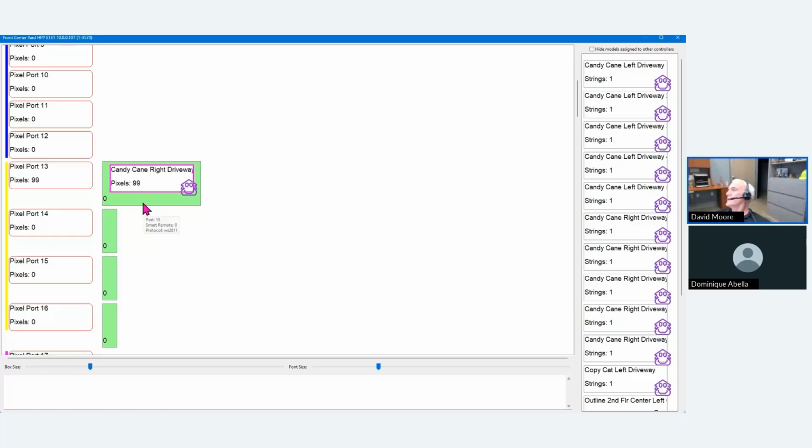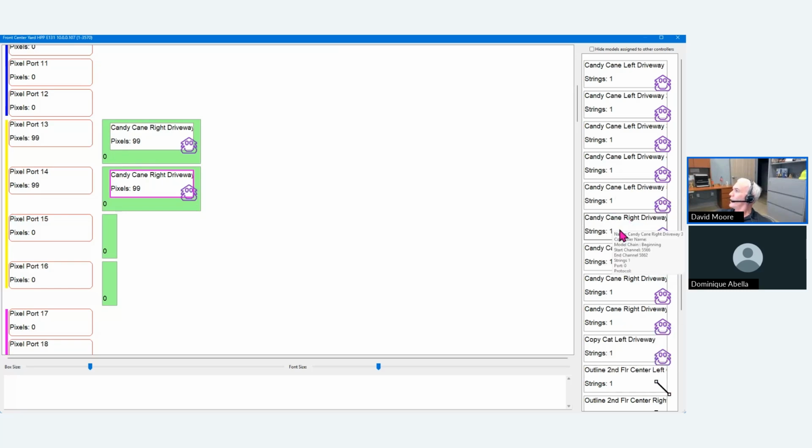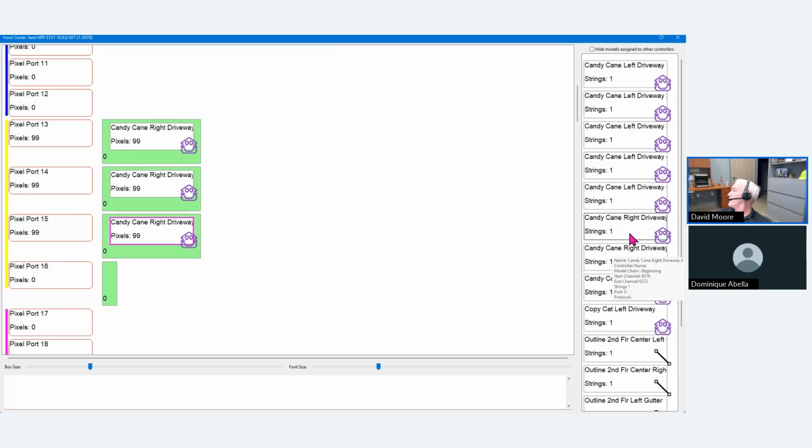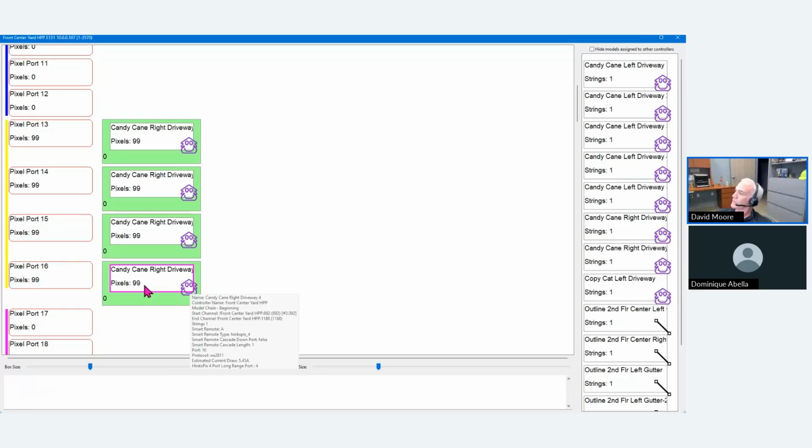All right. Now, remember, this yellow thing is the jack 4, and it's just data coming out. It's telling me it got 99 pixels. Seems right. And we're going to go ahead and map out our other candy cane driveway. So candy cane, right driveway 2, and right driveway 3, and right driveway 4. And oops, we're going to then drag this back into the box. You've got to stay in the receiver. So we got 6 of them, though.